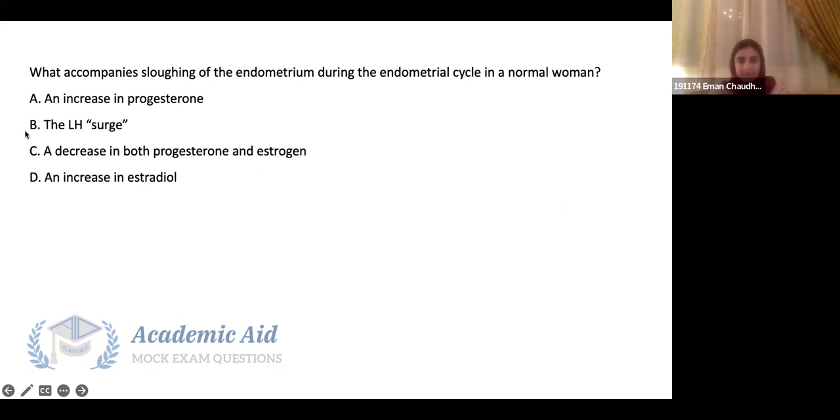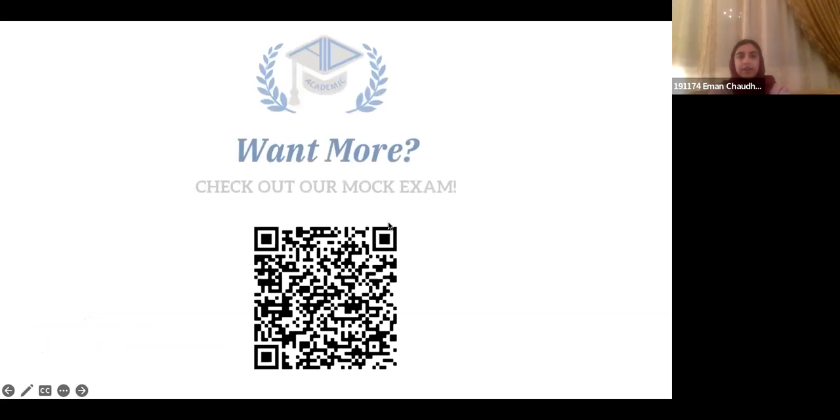Good job, guys. Perfect. It's C. So sloughing of the endometrium means that there's a drop in everything else, especially progesterone. So a decrease in progesterone and estrogen. Now, that is the end.